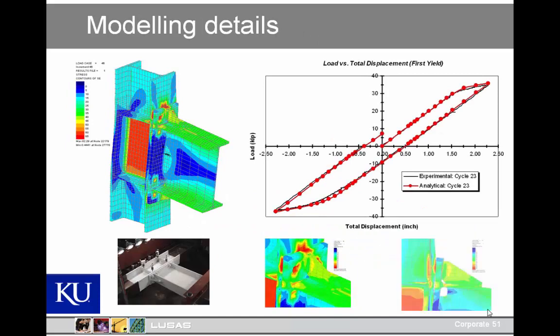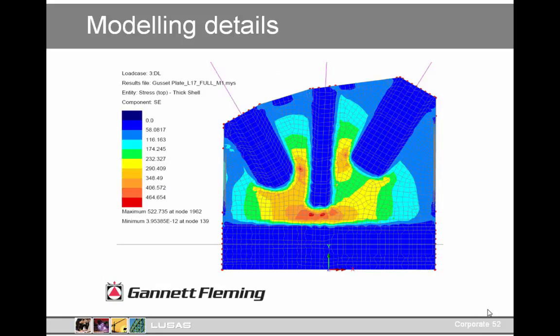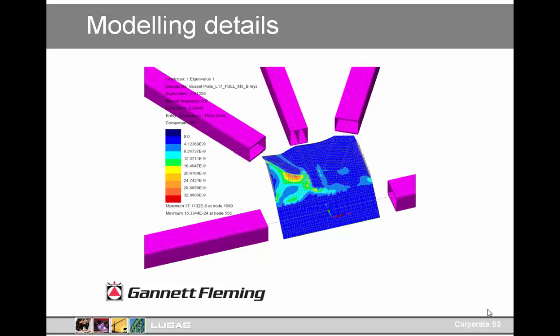Alternatively, FE can be used to study unusual details such as non-standard connections. Past studies have given good correlation with test results. And US consultants such as Gannett Fleming have used local models for things like gusset plates to determine their capacity and understand their likely modes of buckling failure.